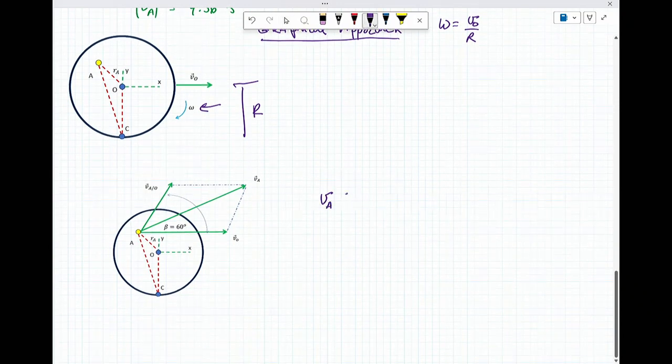I can write V_A equals V_O plus V_A with respect to O. And if I do that, I can start by saying, okay, V_O is equal to this, which is given. So this is that part of the solution. But for V_A with respect to O, I need to know the direction of the rotation. And I know that in order for a rotation to occur, that rotation or that velocity vector has to be normal to that vector. So normal.